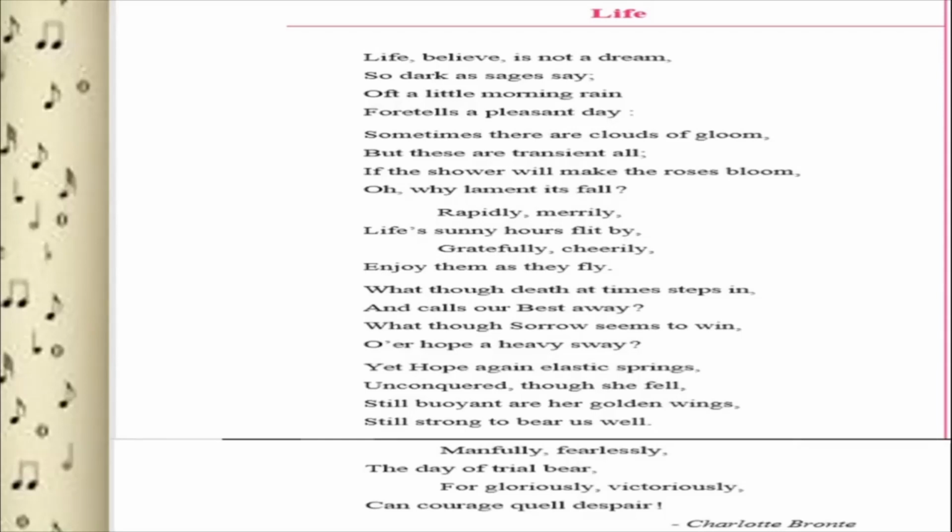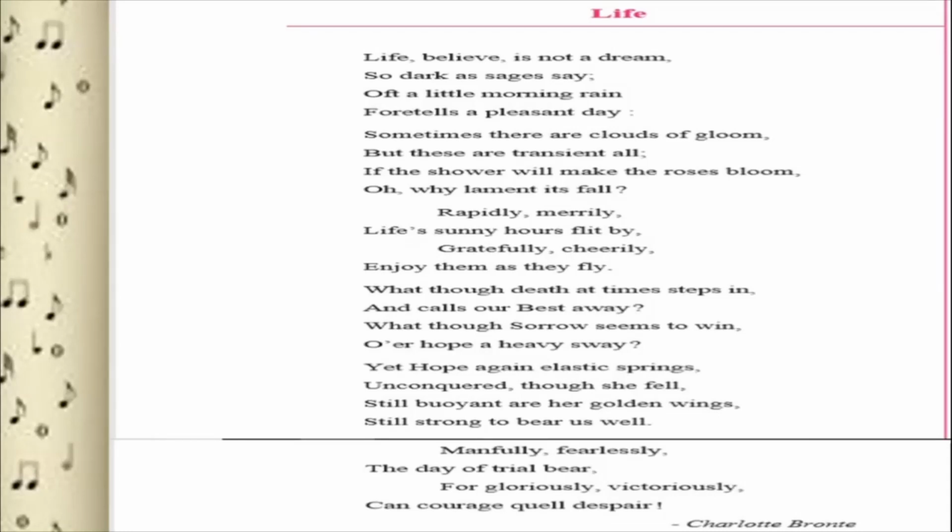Like many sages. Who are sages? Sages are people who are very knowledgeable. Like we say pundits. Okay? Like we say the people who are very educated or who have a lot of knowledge about things in life. Those people are called sages. And in Indian languages, we call them rishis or munis.